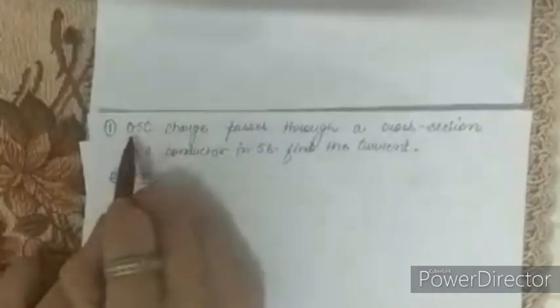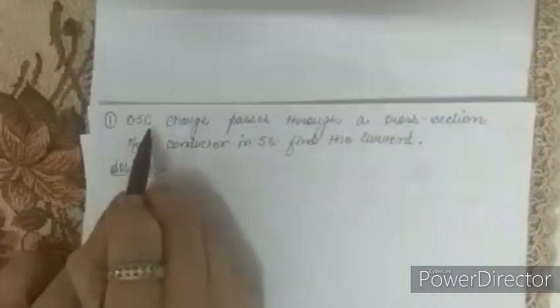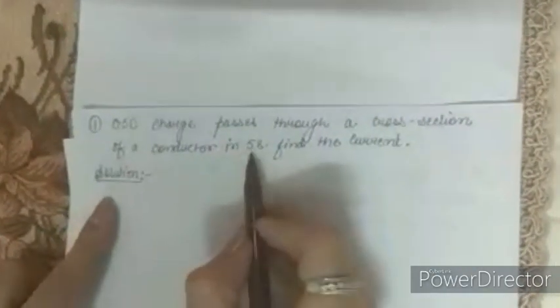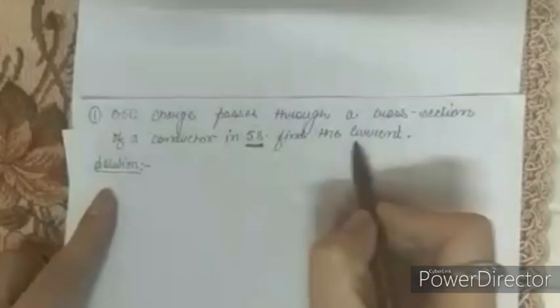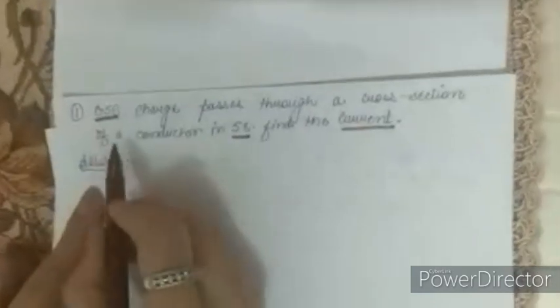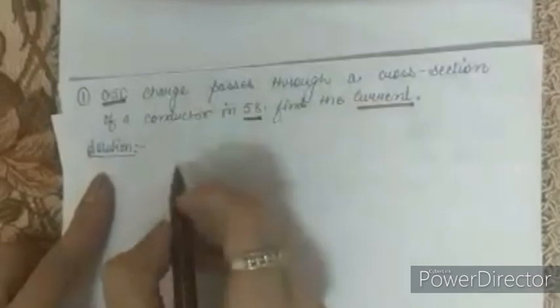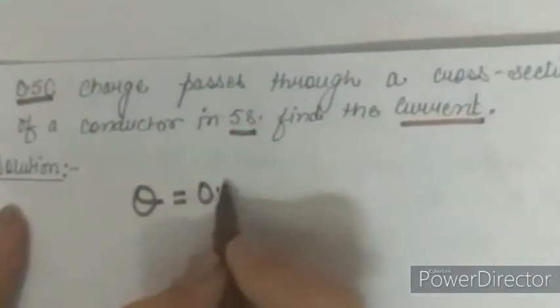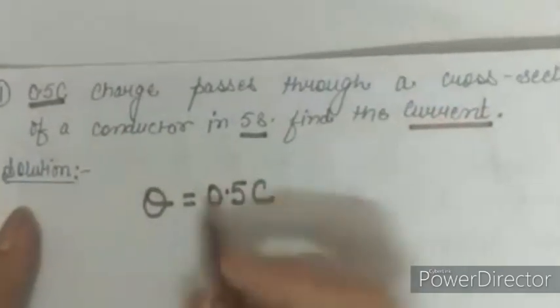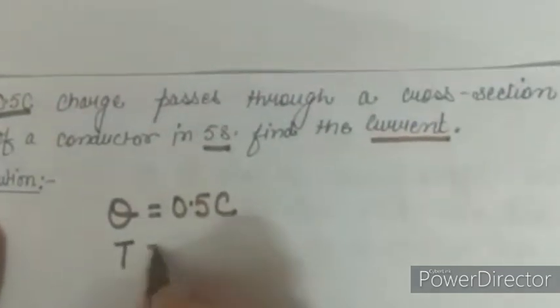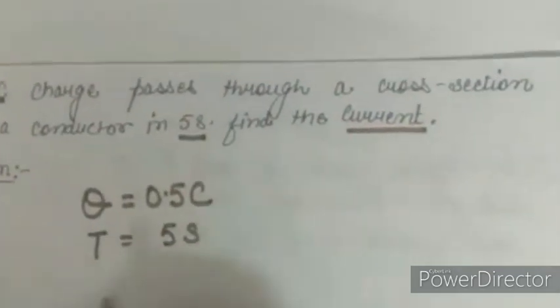Now our first question is: 0.5 coulomb charge passes through a cross section of the conductor in 5 seconds. Find the current. First of all we will write the given terms. The first term that is given to us is charge, denoted by Q. Q is equal to 0.5 coulombs. The second thing that is given to us is time. T is equal to 5 seconds.